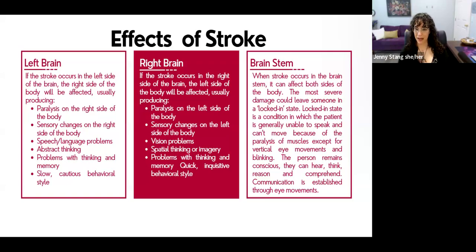So this person may remain conscious, they can hear, they can think, they can reason and comprehend, and they usually just communicate through eye movements, okay? So a brainstem stroke sounds like it would be kind of like your worst case scenario, okay?